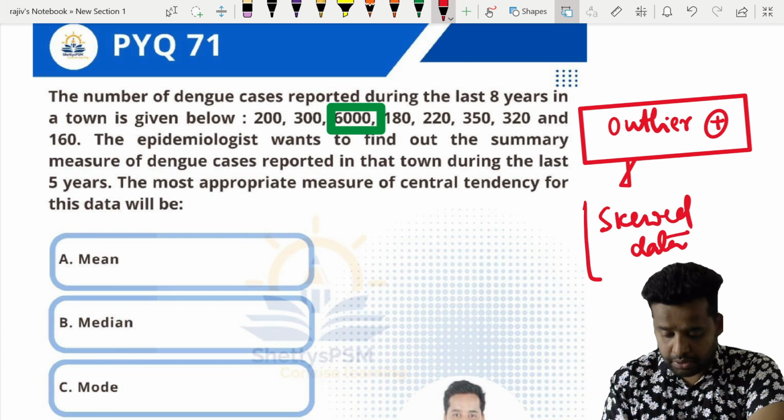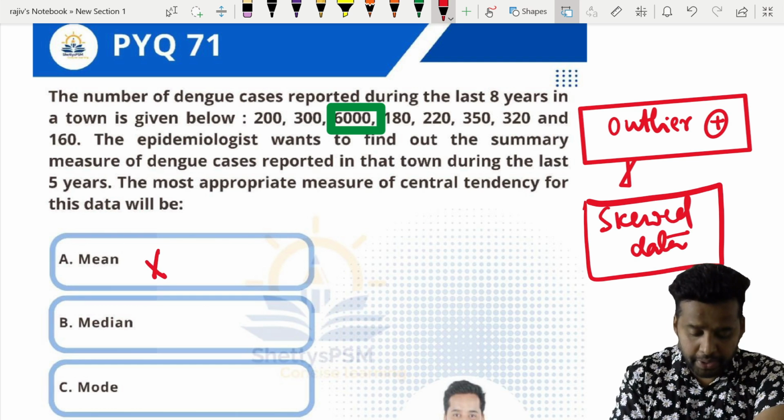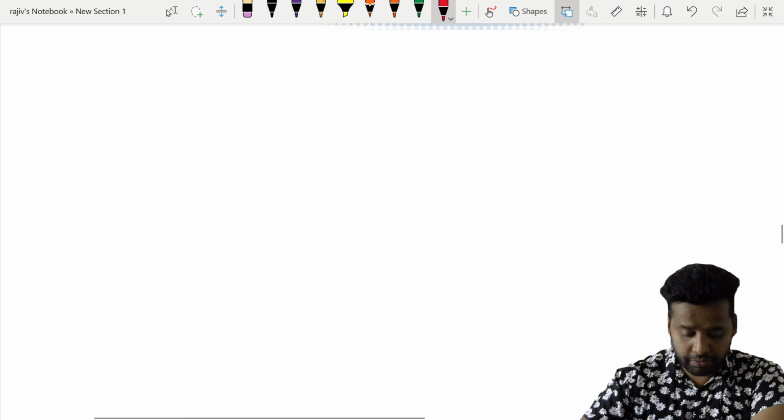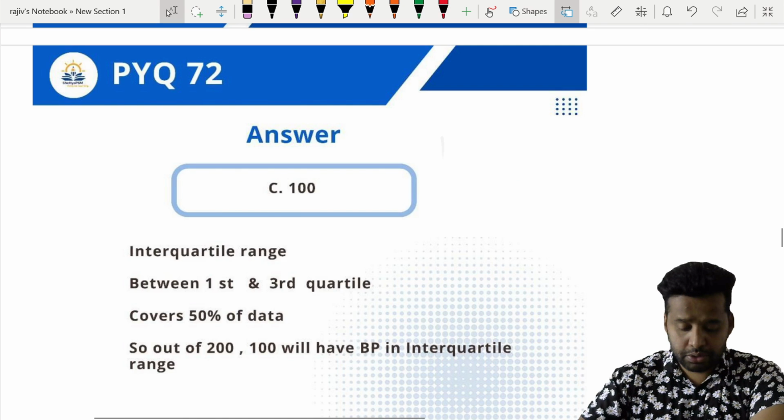If the data is skewed, mean is not used. Median will be the preferred measure. Keep this in mind. Median is the preferred measure for skewed data. So many times they repeated this question.